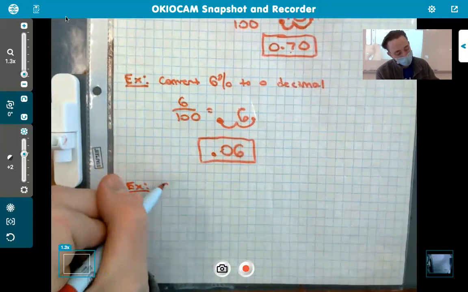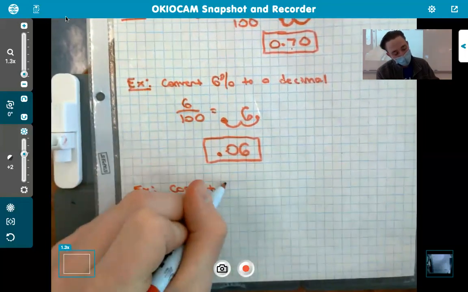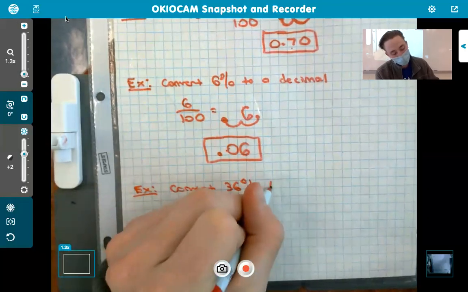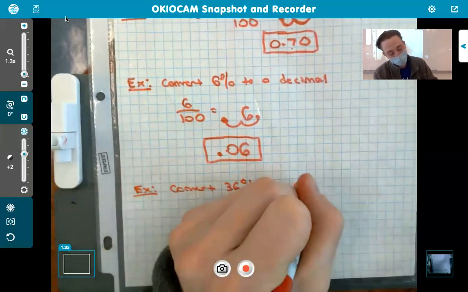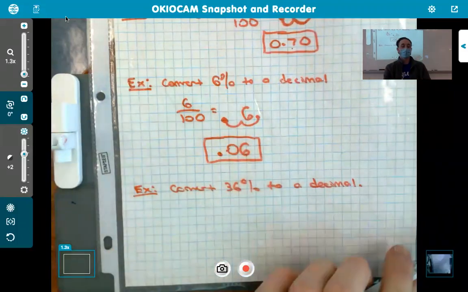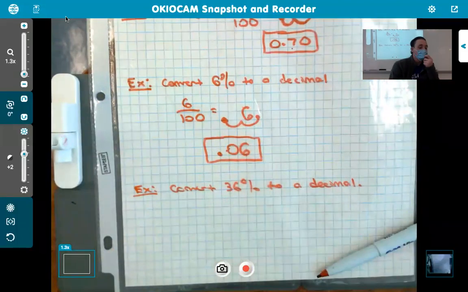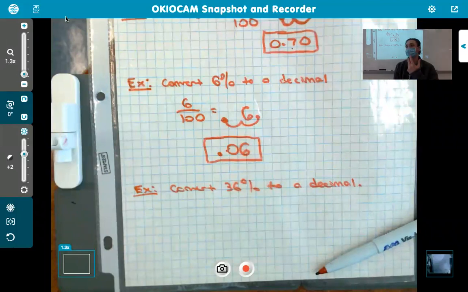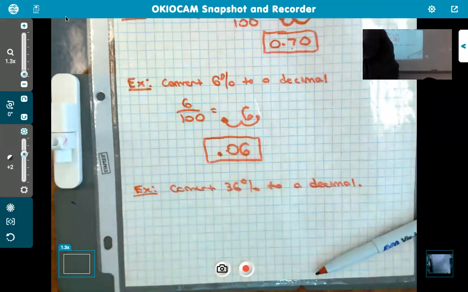Why don't you try this one on your own? Convert 36% to a decimal. And then you tell me what the decimal should be. I'll give you like a minute or so to kind of just navigate that. It shouldn't take too long.